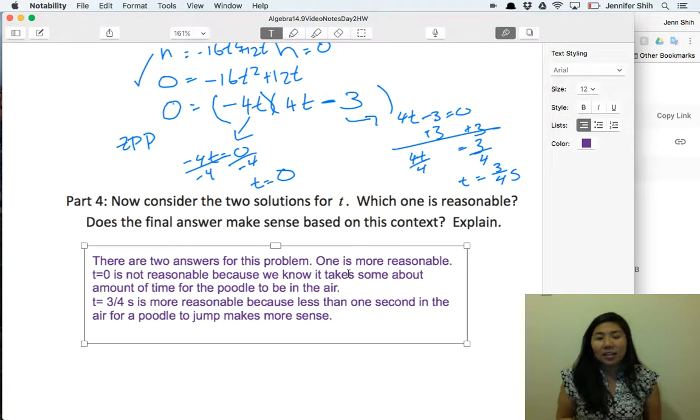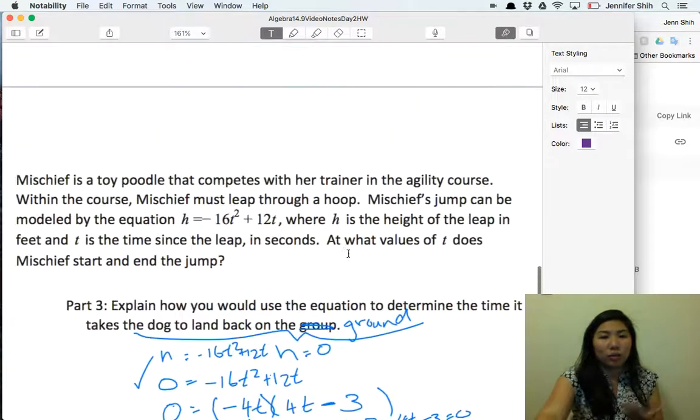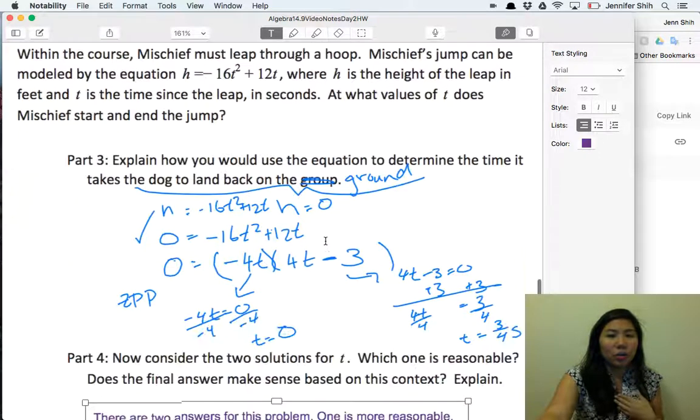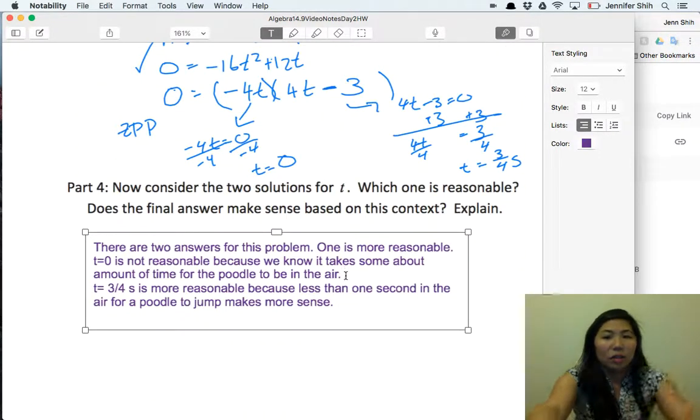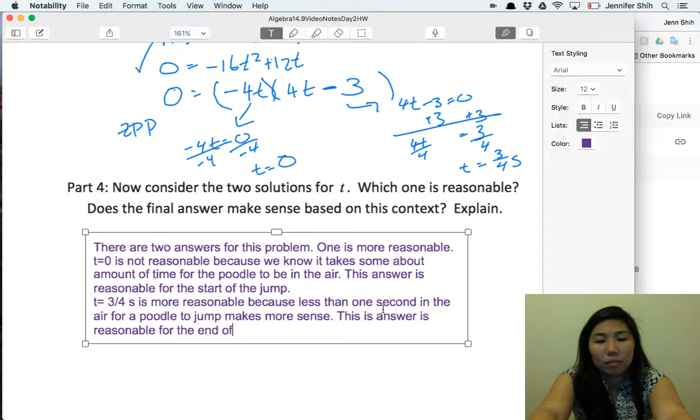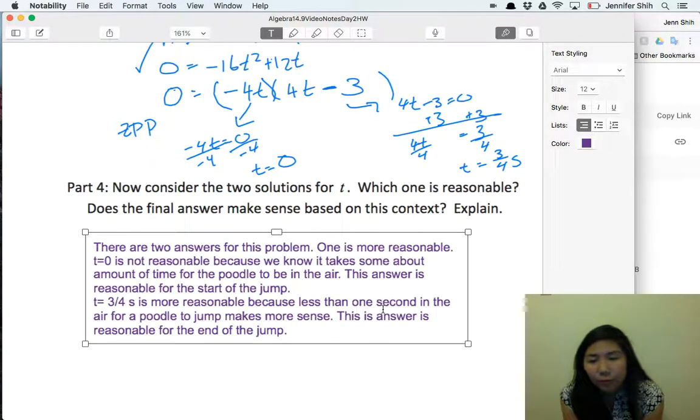Basically, this is saying that the question was asked. I'll show you what the question was at the top. It was, what values of t does Mischief start and end the jump? Well, to start the jump, this answer is reasonable for the start of the jump. For the start of the jump, it makes sense that time would be equal to 0, and for the end of the jump, it would make sense that it took some amount of time to jump in the air, so it took 3/4 of a second.